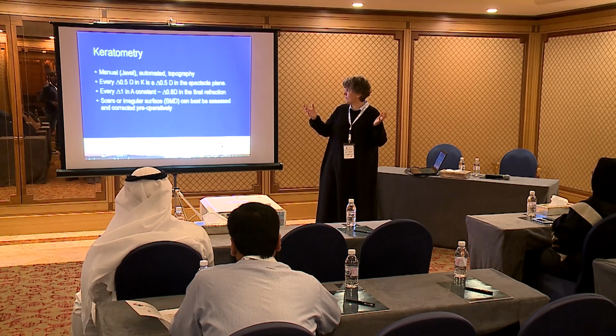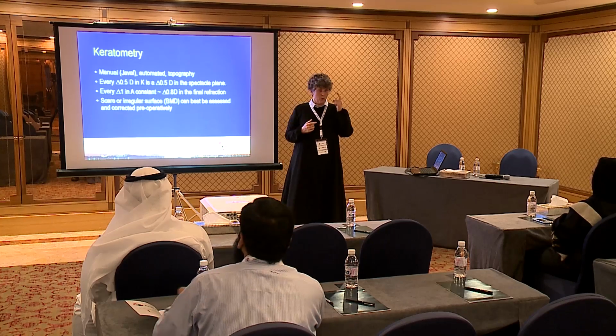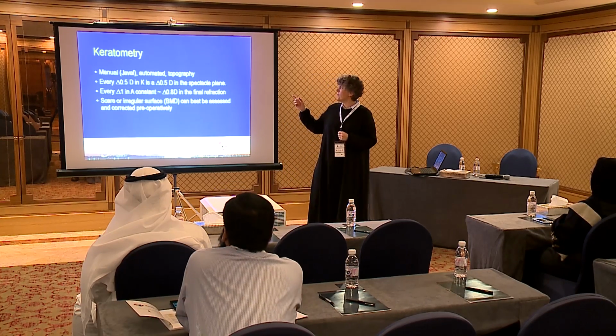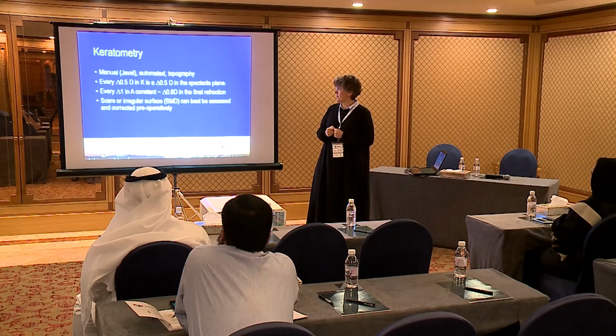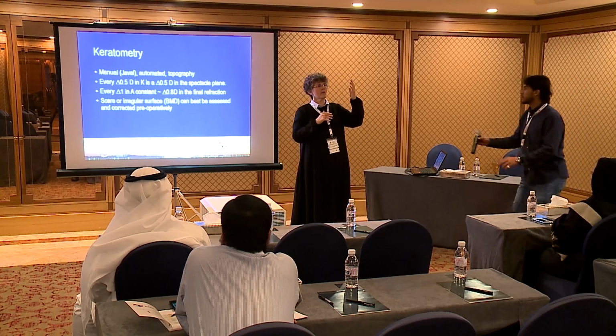It's 1-on-1, okay? Now, if we have a difference in the A constant, 1 in the A constant is 0.8 in the final refraction. So that's when you look at your biometry and you see you're taking a lens that's 20.0.